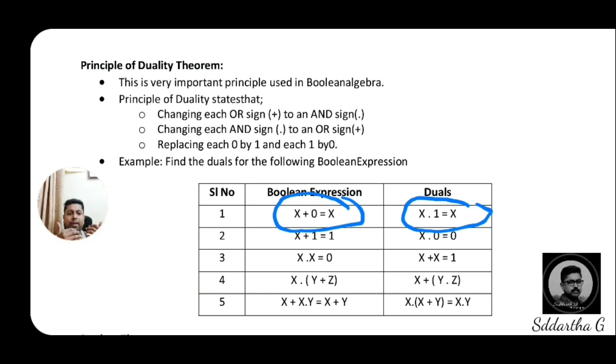because that is a variable. We will not apply the principle of duality theorem to the variable. We are applying it only to the logical operations plus, into, and binary values 0 and 1, not to the variables. So this is the first Boolean expression. Consider the second one.